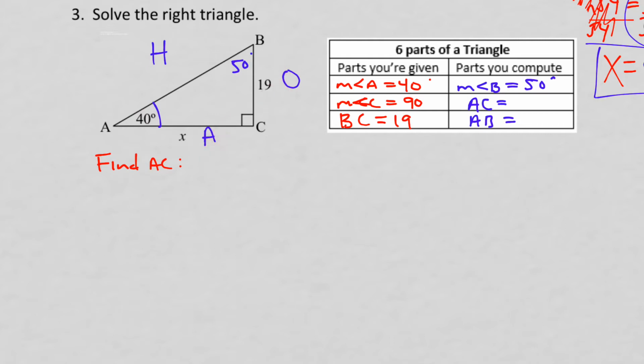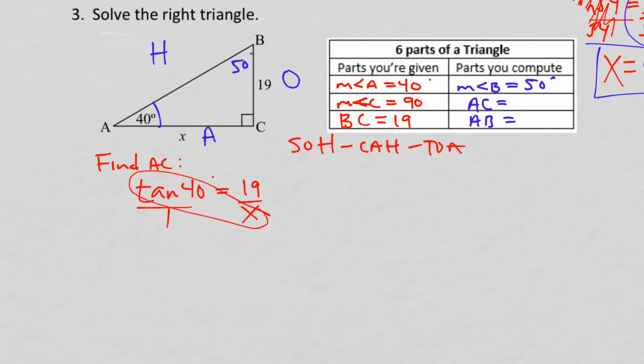Guys, again, if I give you SOHCAHTOA one more time so you can look at it, hopefully at this point you can just do it in your head. If I'm using opposite and adjacent, that's going to be tangent. So I'm going to say tangent of 40 degrees equals opposite over adjacent. In this case, I'm going to use cross product to solve the proportion. So I get x times tangent of 40 equals 1 times 19, which is just 19. I can then divide by tangent of 40 to both sides.